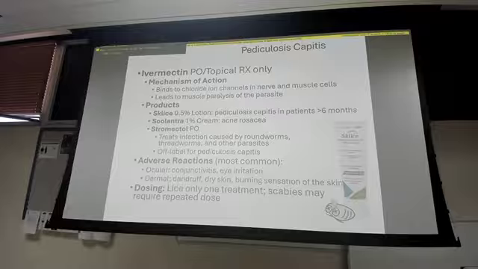We also have a cream that also treats acne, and a PO version that's off-label for this. And adverse reactions are going to be some eye stuff, so conjunctivitis, eye irritation, and then obviously these things are super irritating to your skin, so dandruff, dry skin, and burning sensation. And there's only going to be one treatment for your lice, and then scabies is repeated doses.